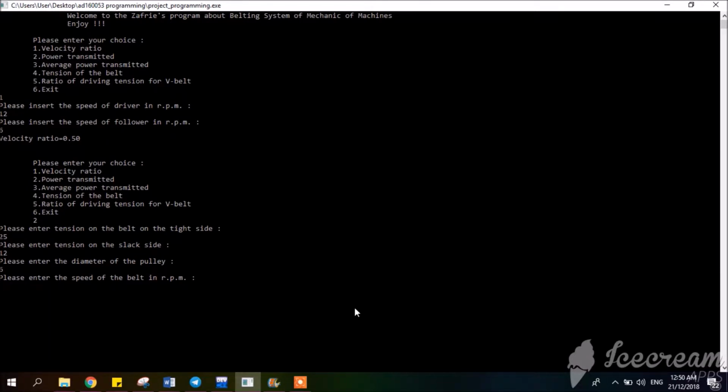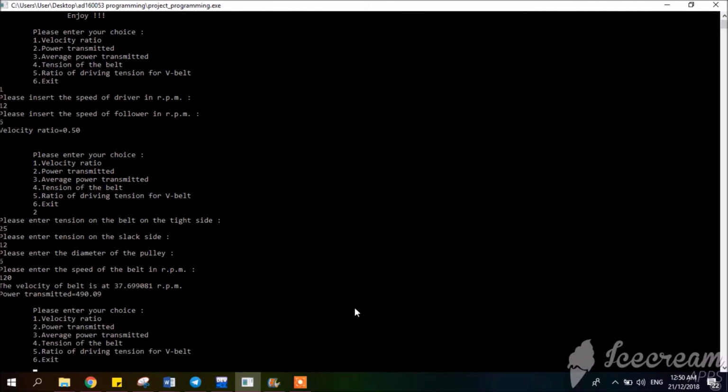I put 120. Then we get the answer, which is first the velocity of the belt, 37.699081. We need this value to calculate power transmitted. So lastly, the power transmitted we get is 490.09.